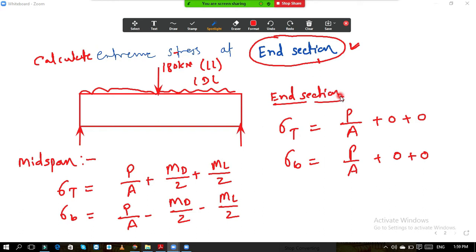So at end section, if they ask what is the stress at end section, here only the direct stress is there. Also, if you see the stressing force at the end section, it is like this. At the end section, this force is like this, and your neutral axis is passing through this force. So here your eccentricity is also 0. The eccentricity of the force is also 0.